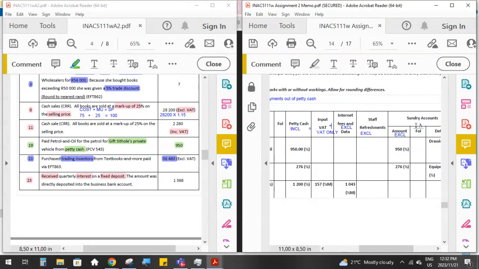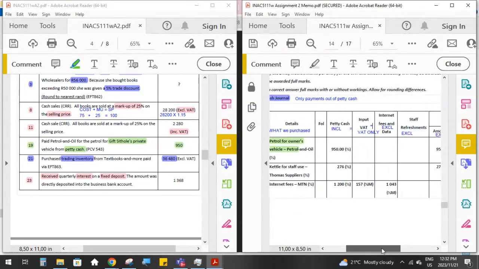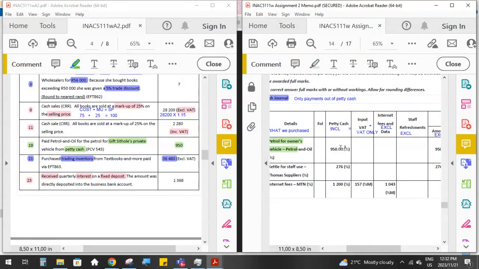Always write that. You're welcome to write this all over your answer paper. You're not going to lose marks. These would be counted as workings. I want to see your workings, and these workings are going to help you to get your answers correct. So write whatever you want to all over the paper. So the amount that came out of the petty cash box in total, including VAT, is 950. So we're crediting the petty cash box with 950.